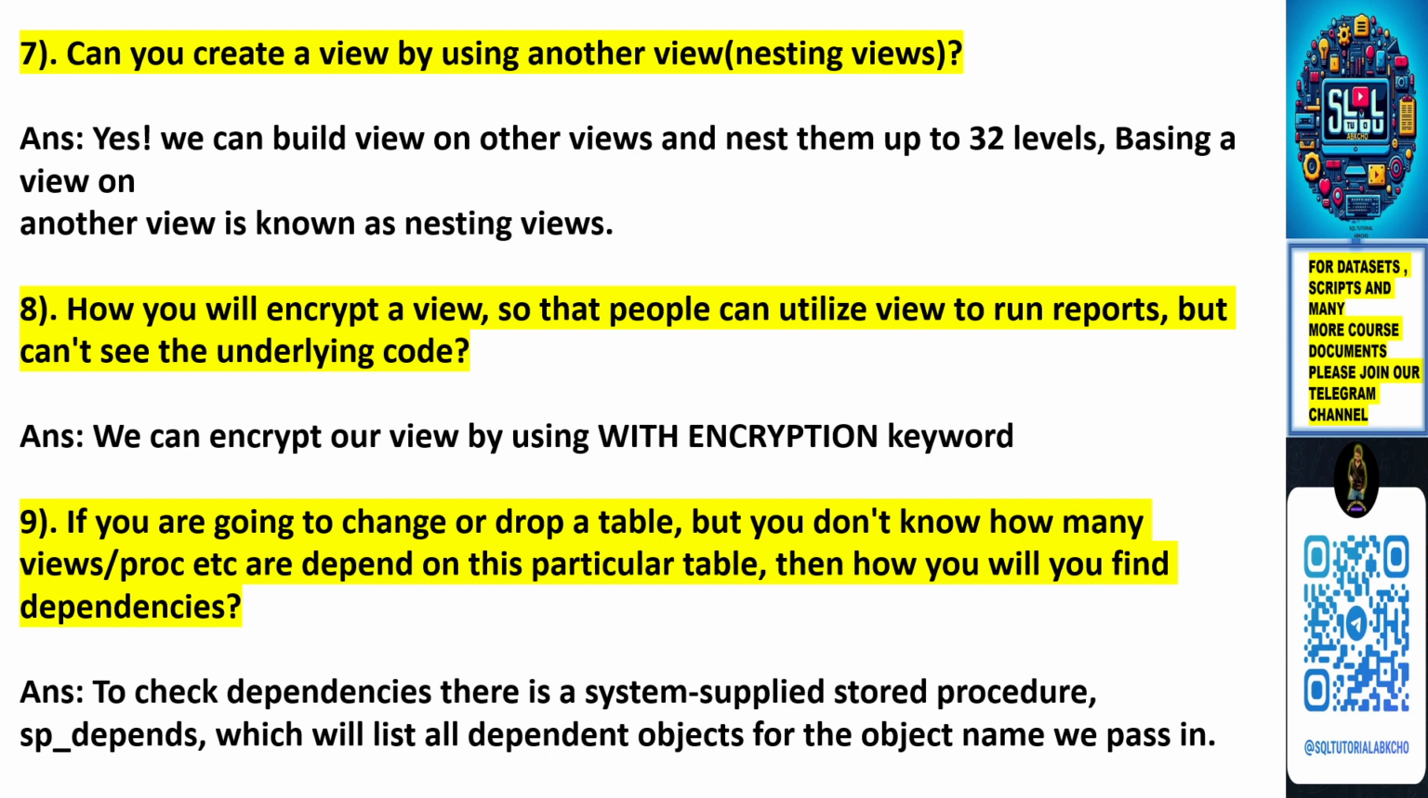Now the ninth question. If you are going to change or drop a table, but you don't know how many views, procedures, etc. are dependent on this particular table, then how will you find dependencies? Okay, so to check dependencies, there is a system supplied stored procedure, sp_depends, which will list all dependent objects for the object name we pass in. So basically by using the system stored procedure sp_depends, we will check all the dependencies of any database object, like which database objects, such as tables, views or procedures, are depending on it.